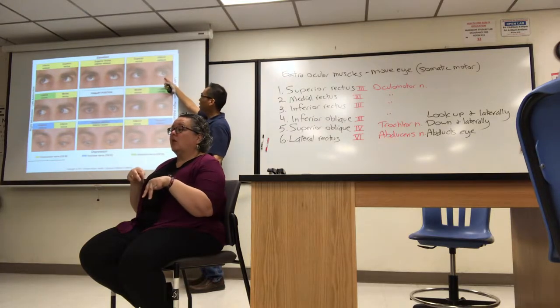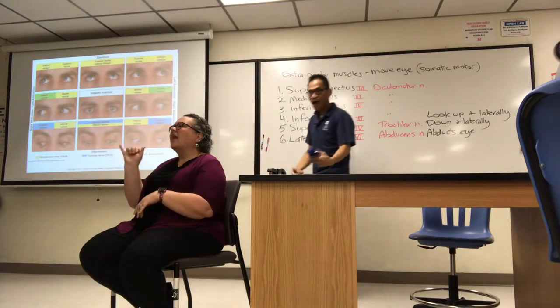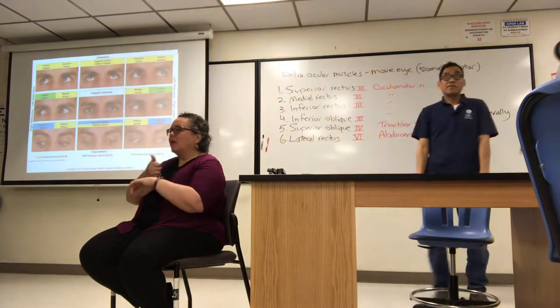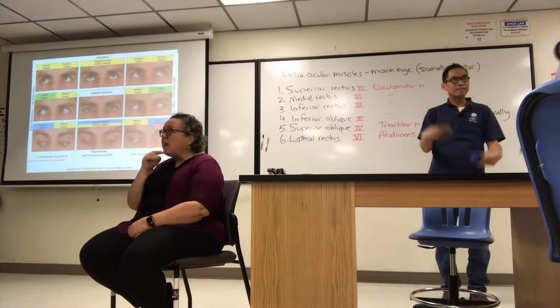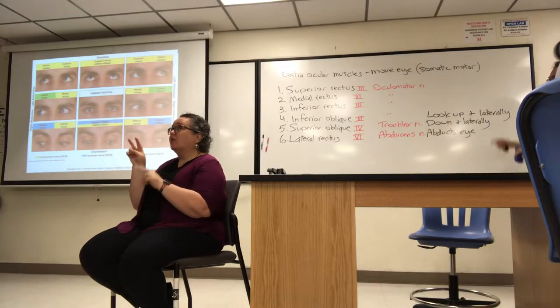They call this one the angel eyes. Like when I accuse my 7-year-old of lying. He can't look me in the eyes. Oh, I didn't do it. I'm innocent, you know. Angel eyes. Look up and laterally, down and laterally, those oblique ones.